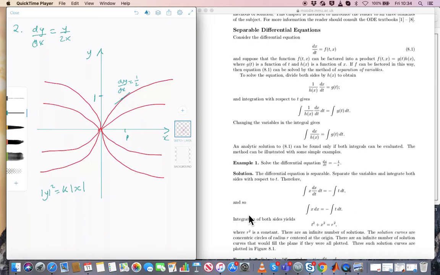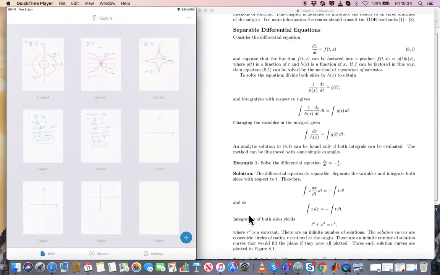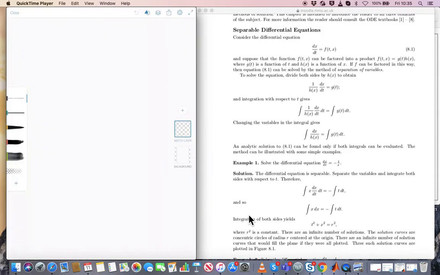In this case, you can see that when x is 1 and y is 1, then dy by dx at that point is 1/2. And we can also find dy by dx at other points on these curves. Notice we've plotted y squared equals k times x to get the curves on the right of the y-axis, but we've also got y squared equals minus k times x on the left-hand side. So remember, k could be positive or negative, and notice that there are an infinite number of solution curves in this case.